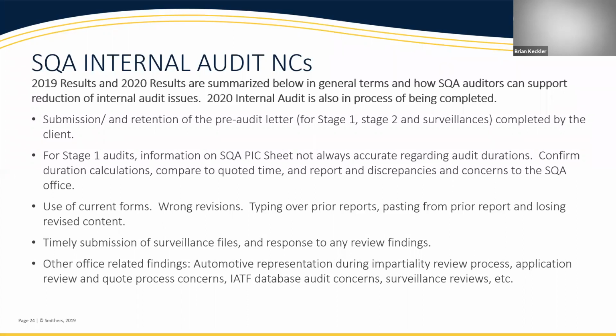We do provide a complete copy of the quote and quotation information when you're doing a stage one. So always compare that to the quoted time against the current head counts and run through the calculations yourself. And if you see any concerns with the audit durations, obviously you do want to report those and any discrepancies to the SQA office as soon as possible, especially before proceeding with your stage two audit, as well as when you do your pre-planning for surveillances. Always do a verification of the audit durations, and if there's any questions, definitely contact the office.